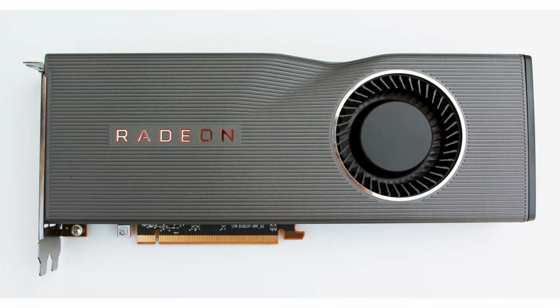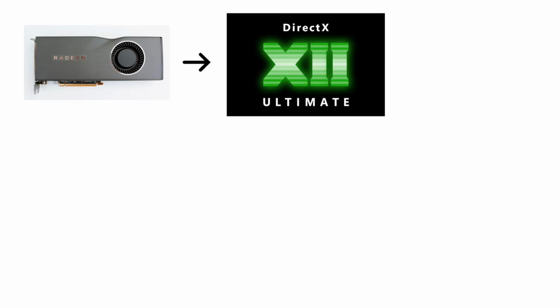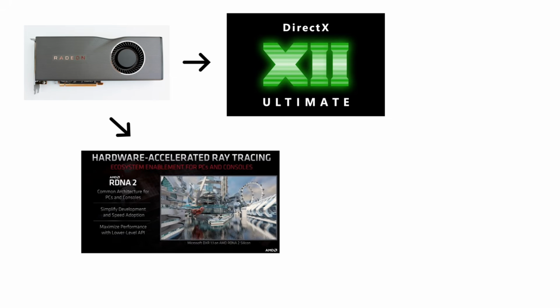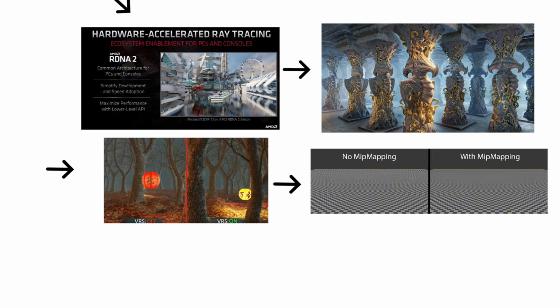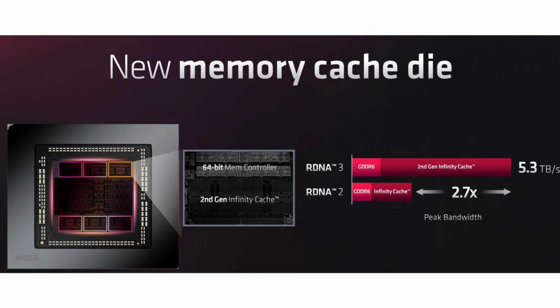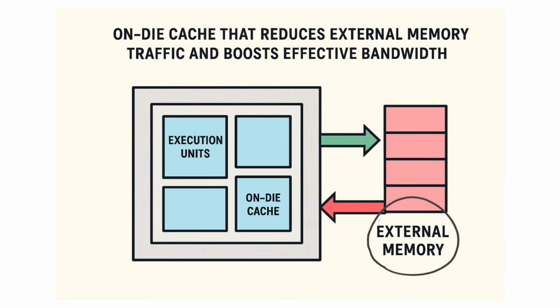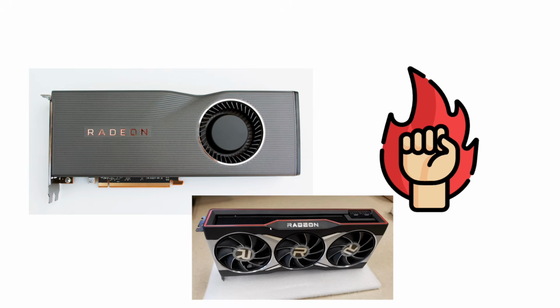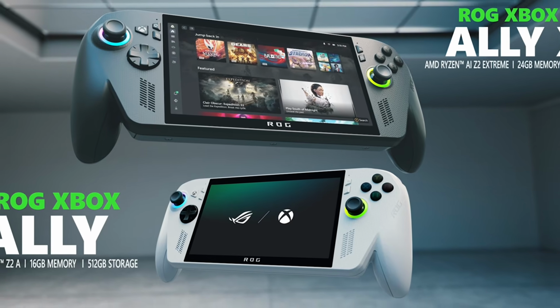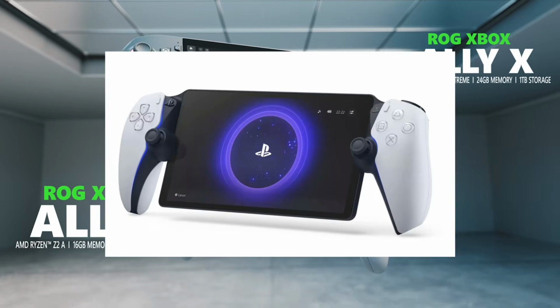RDNA 2, second-generation RDNA, added full DirectX 12 Ultimate feature support, including hardware-accelerated ray tracing, mesh shading, variable rate shading, and sampler feedback. It also debuted Infinity Cache, a large on-die cache that reduces external memory traffic and boosts effective bandwidth. RDNA 2 powered Radeon RX 6000 and the current game consoles from Microsoft and Sony.